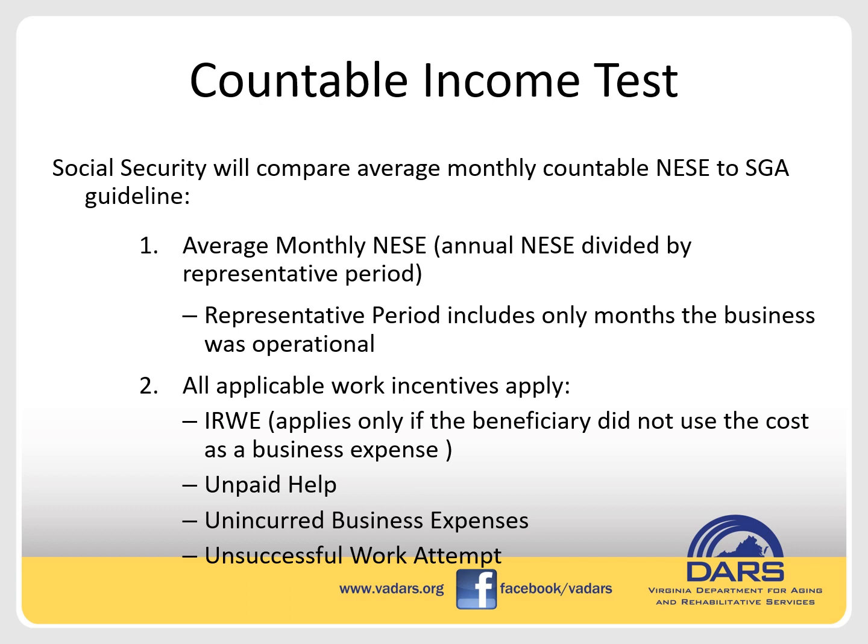Another thing to keep in mind is that all work incentives apply, so they can use things like IRWEs, impairment-related work expenses. You all know what IRWEs are. I'm not going to take a whole lot of time to delve into that. But keep in mind that IRWEs can only apply if the beneficiary did not already use the cost of that as a business expense. So if somebody has something that's business related, work related, that they paid for out of pocket, that's disability related, and they've already claimed that as a deduction on their tax return, they can't use it as an IRWE. So Social Security doesn't allow people to double dip in that situation.